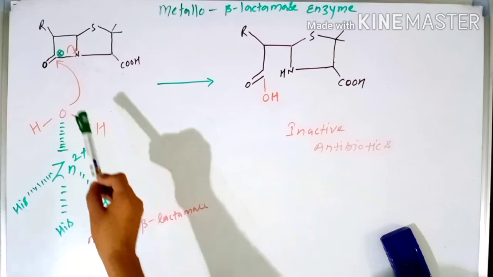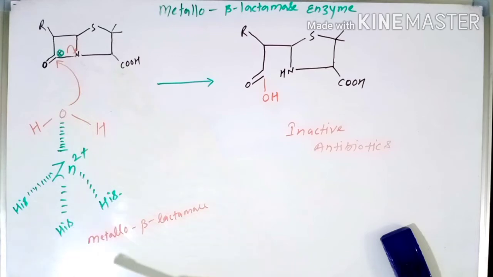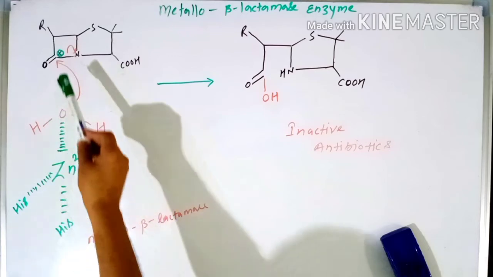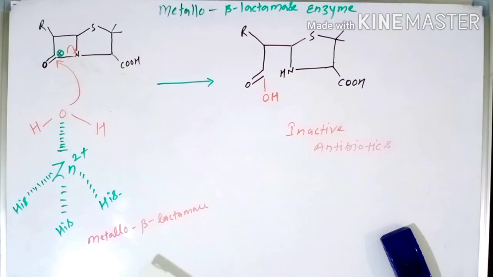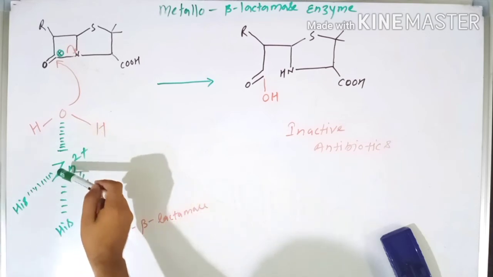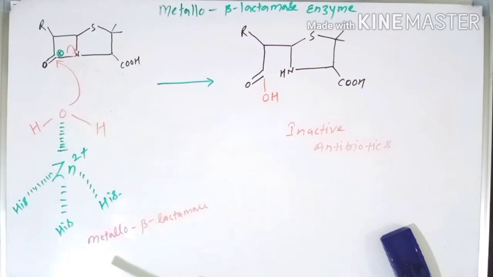So hydrolysis of beta-lactam ring requires a reaction of a nucleophile at the carbonyl carbon, this carbonyl carbon, but water is not as strong a nucleophile as a hydroxide ion to carry out such a hydrolytic reaction. So what will zinc do? Zinc 2+ ion functions by facilitating ionization of one water molecule. Zinc ionizes this one water molecule and forms a hydroxide ion.